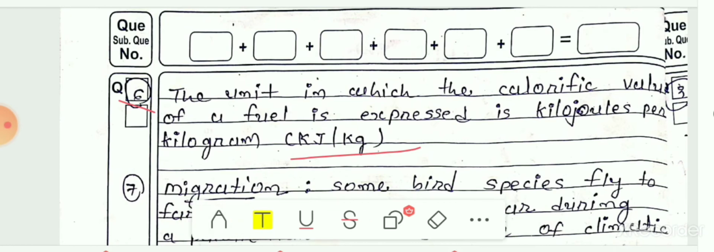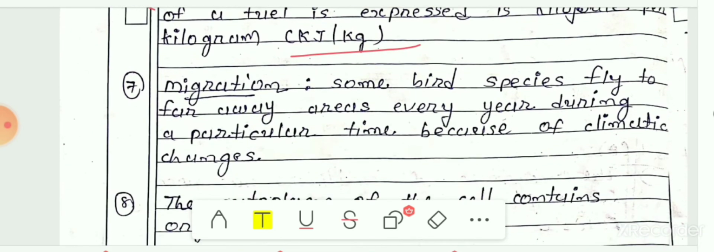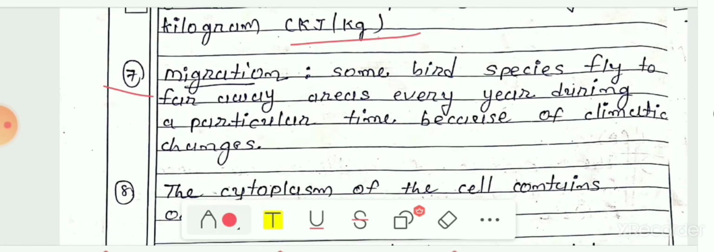The seventh question was, what do you understand by the term migration? Here is the definition of migration. You can say that some bird species fly to faraway places or areas every year during a particular time because of the climatic changes of the place where they were living earlier. This is known as migration. For a particular time in a year, some bird species travel to faraway places because of the climatic conditions.